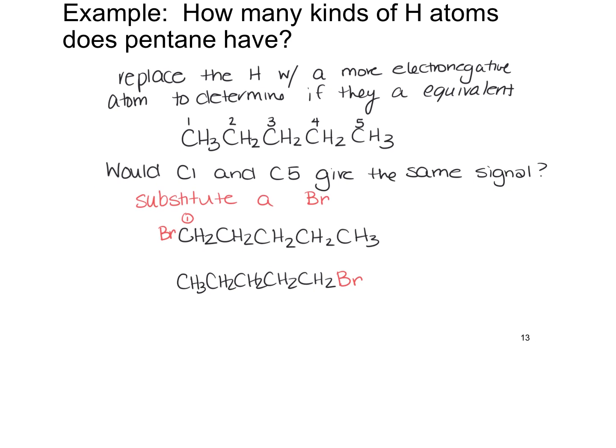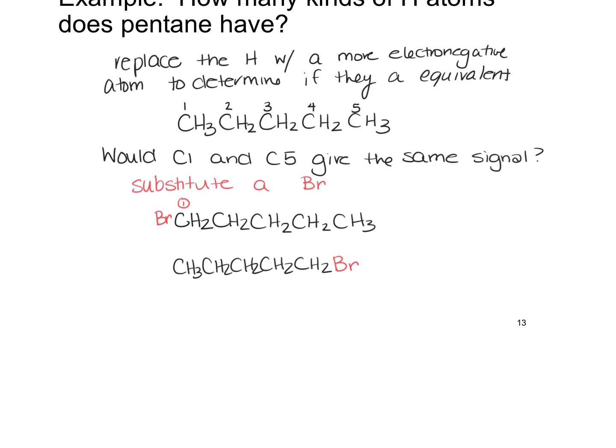And of course, you can name these, and if the name is the same, then yes, those would be equivalent there. So what we can say then is that C1 and C5 would give the same signal, okay? Then, so this one and that one are equivalent. So then I would ask, well, maybe are 2 and 3 equivalent?